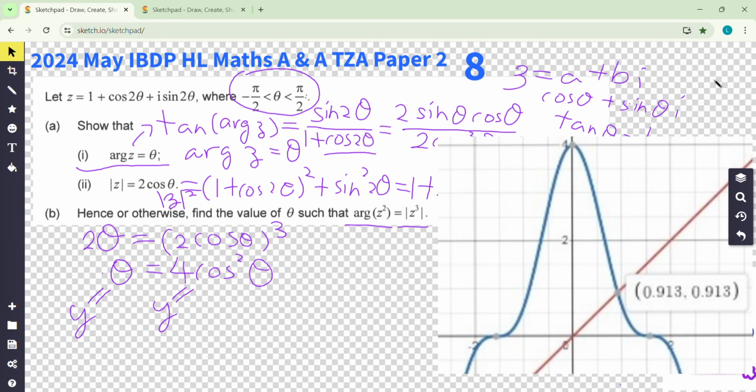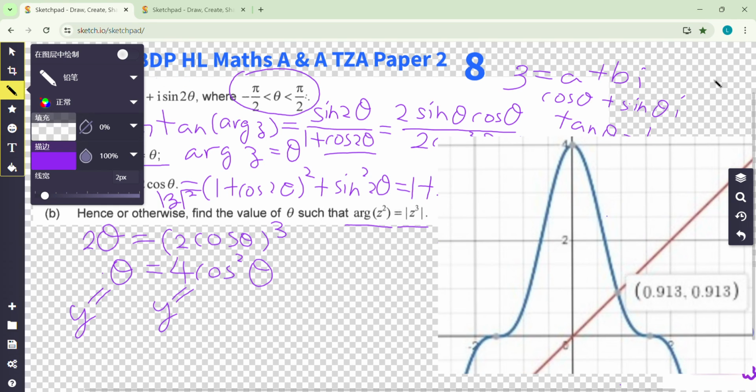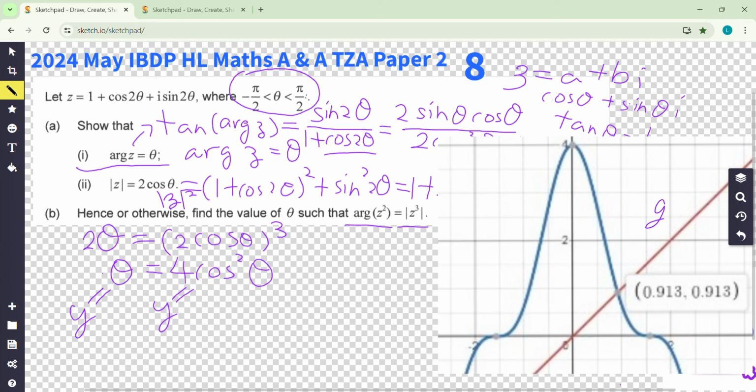That's it. Okay. You should get this graph. The blue one, let me get back to pen first. The blue one, the yellow one, the red one is easy. y equals theta. Okay. The blue one is the complicated y equals 8 cosine cube theta. Sorry, it should be cube here. Okay. I should make it here.